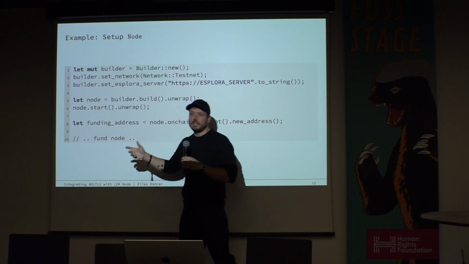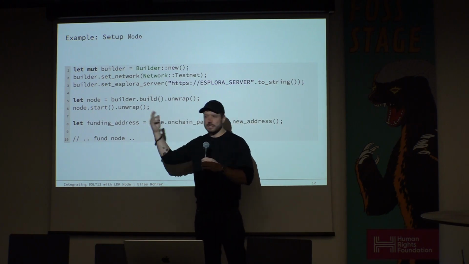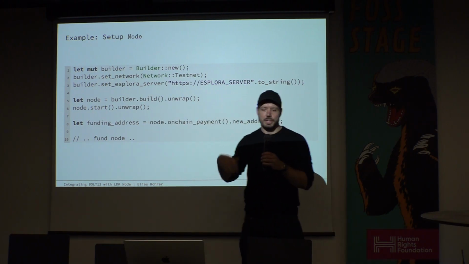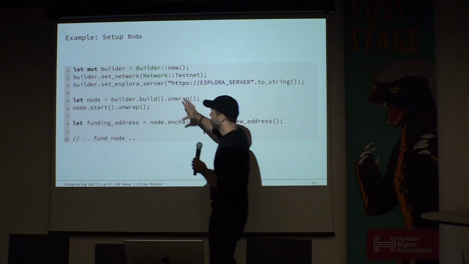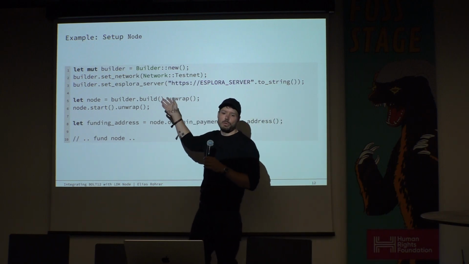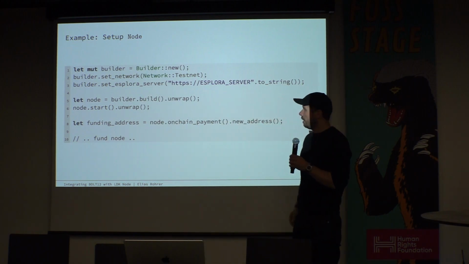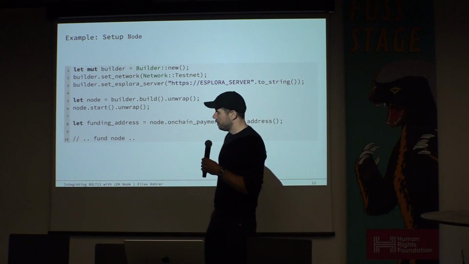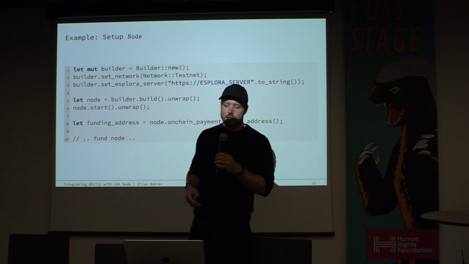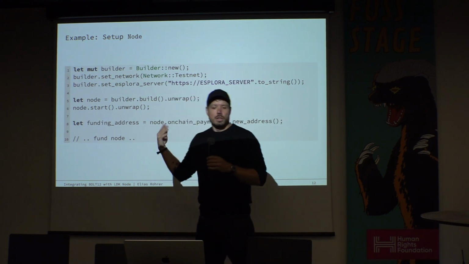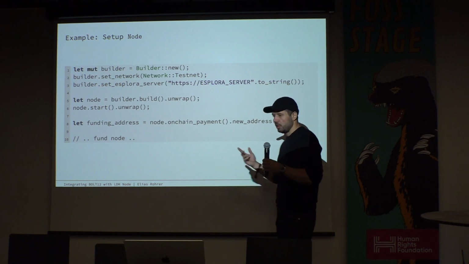And you call start on it, and then it starts up, and it syncs with the Explorer server, it updates fees, and so on. So basically in these 5 lines of code, you already set up a Lightning node, and that is more or less ready to go. You can then get a funding address, for example, to fund the node and then open a channel, which we see in the next step.